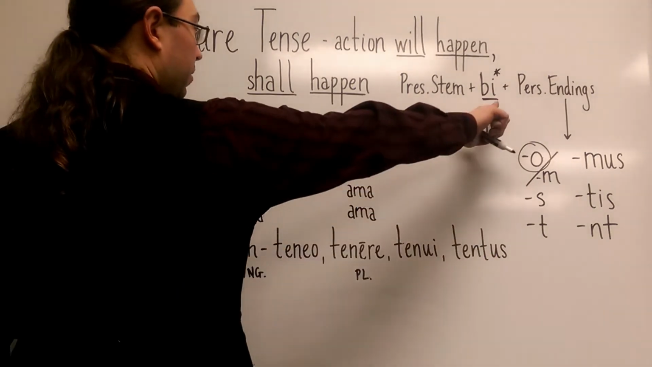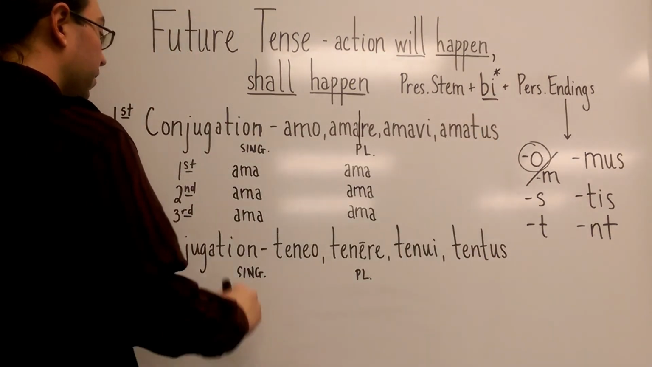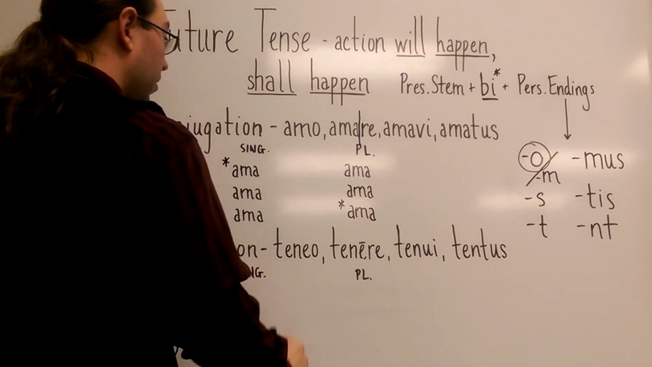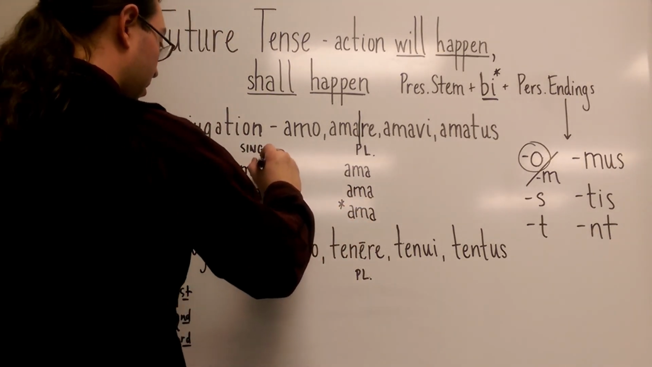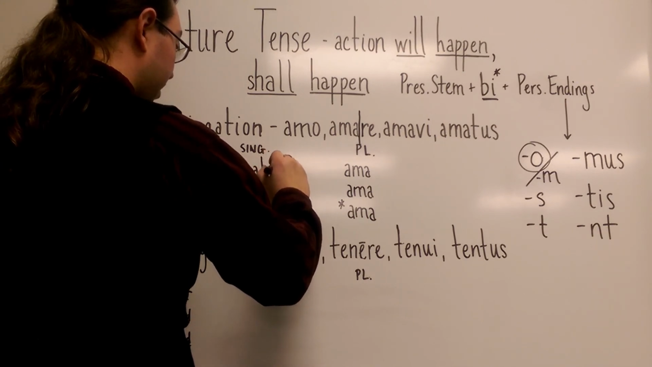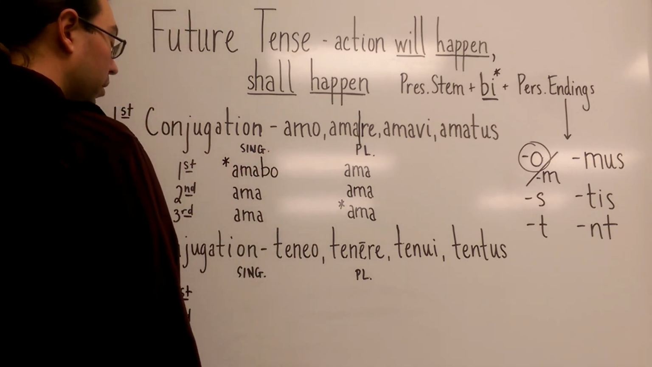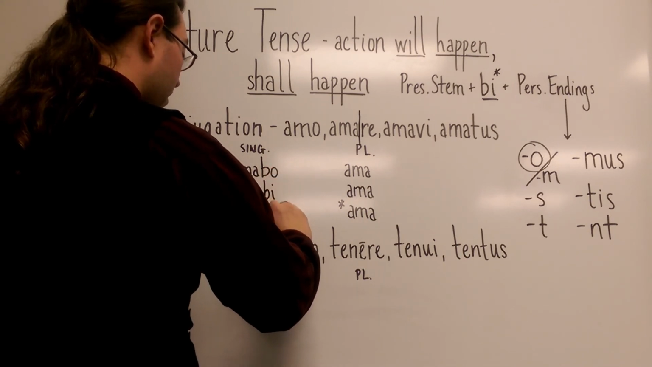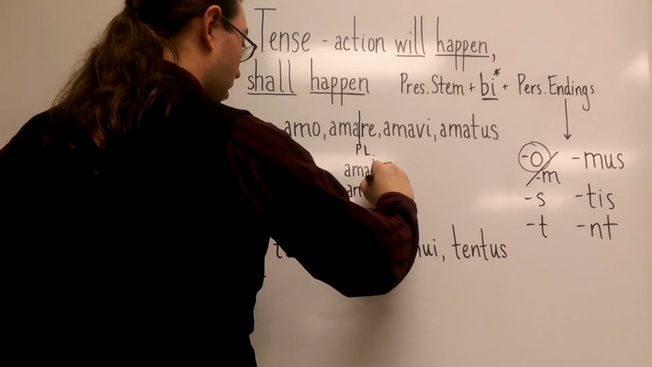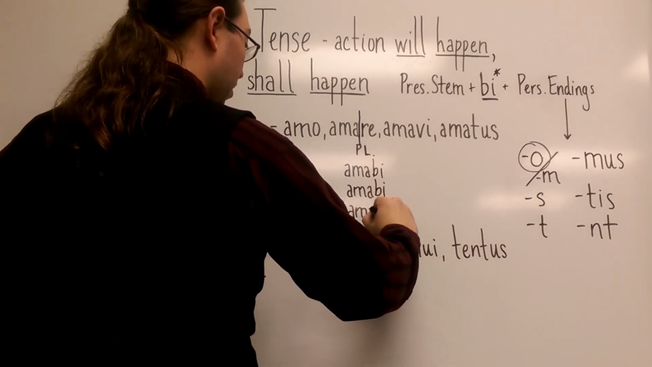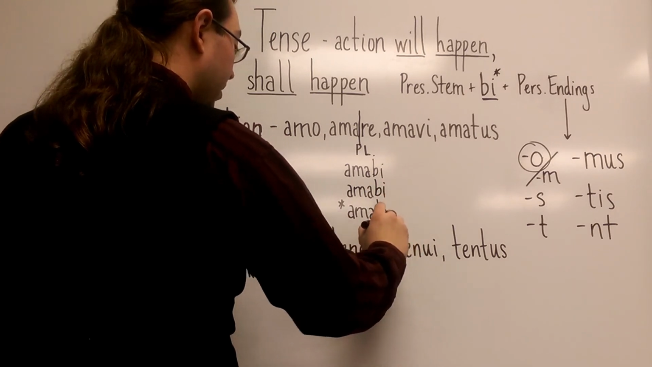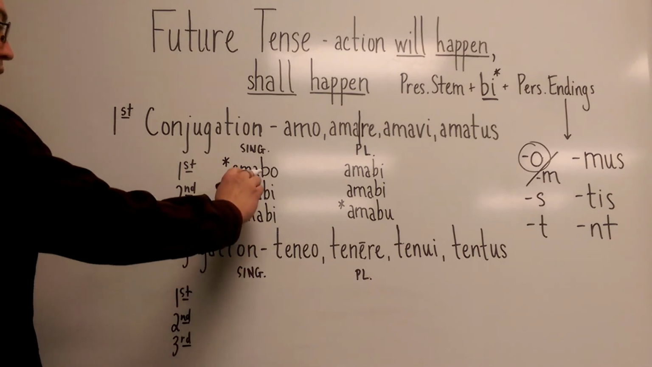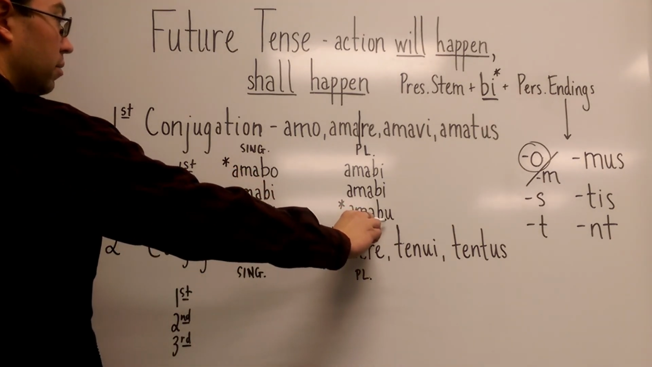Add the tense marker bi. Be careful. The first person singular and the third person plural are slightly different. For the first person singular, just write bo. Write the tense marker bi until the third person plural. Make sure you write bu. B-U. Bo, B-U.